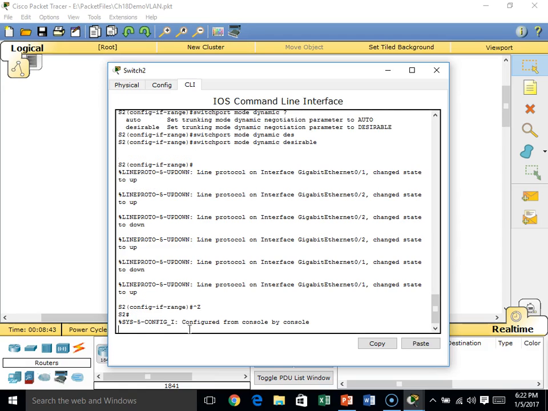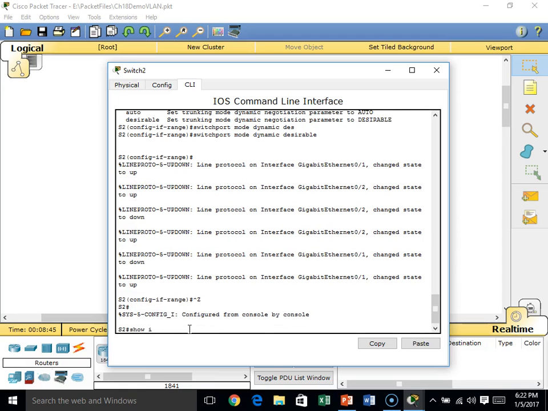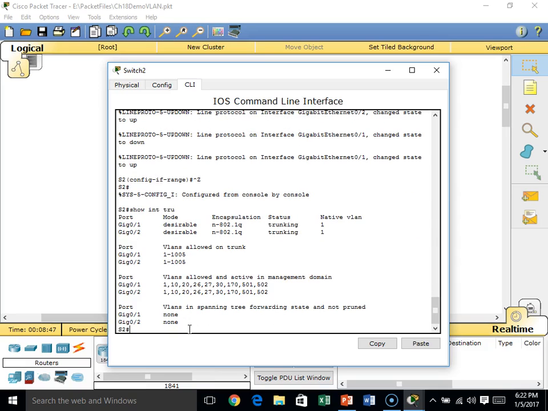Let's get back here just quickly. Show interface trunk. And all of a sudden, we now have trunk ports, because we made one desirable. The other was auto, and automatic, if we'd have made it a manual trunk, it would have negotiated to be a trunk port. If you connect two automatics together, they won't become a trunk. But if you make one side desirable, it will negotiate the trunk port for you.